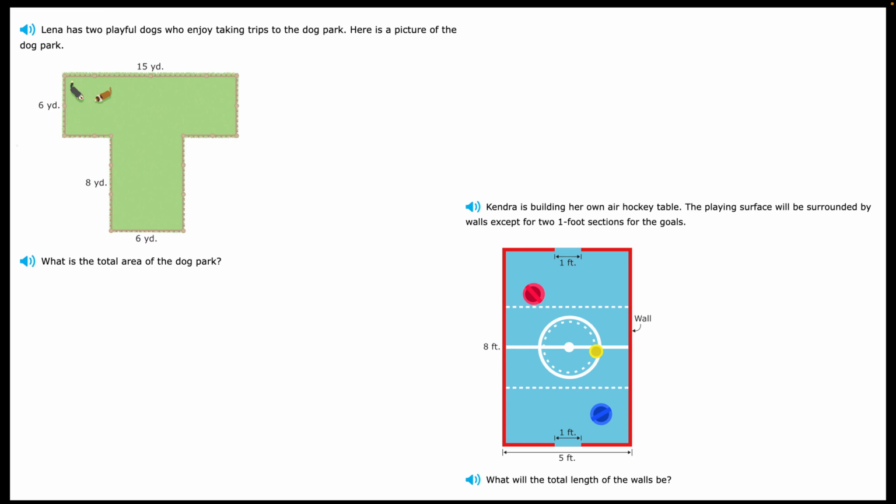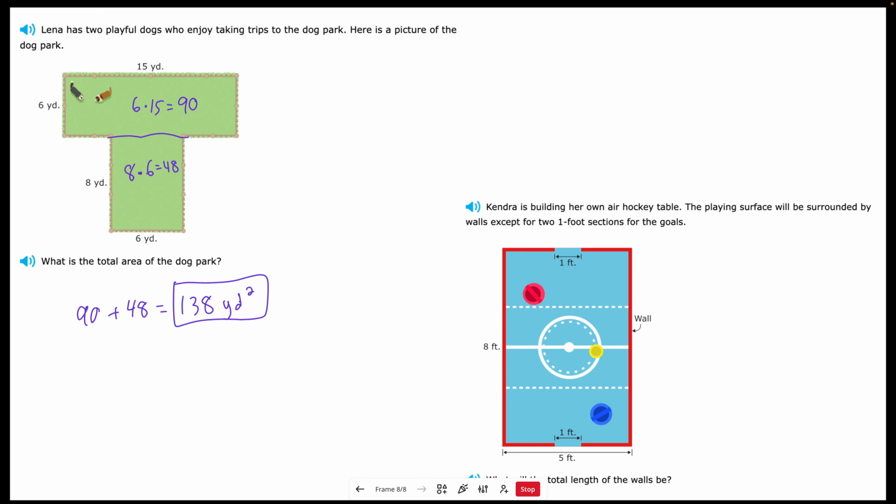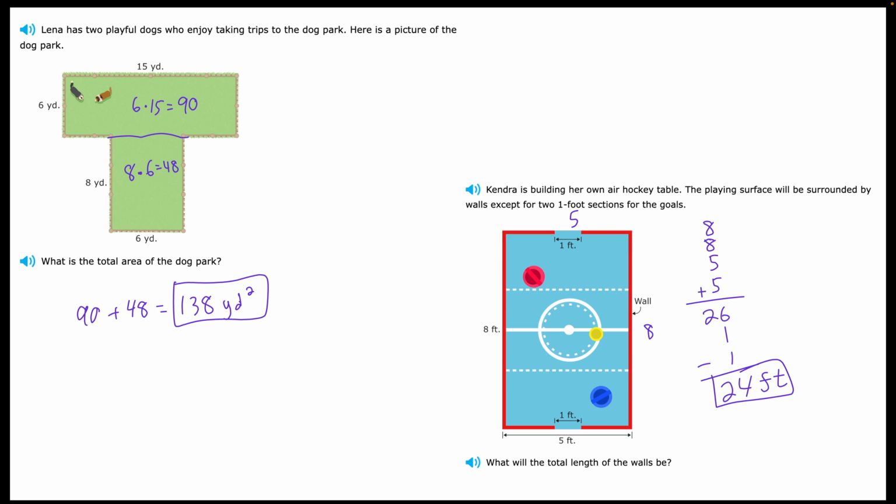Okay, now they've had time to work these problems. Let's check your solutions. Okay, for the first problem, here is the work. You might have split your rectangles slightly different than I did, but at the end of the day, if you did your work correctly, we should have come up with the same answer, which is 138 square yards. And for the second problem, here is the work. You should have gotten 24 feet because you had to subtract off the 2 openings.